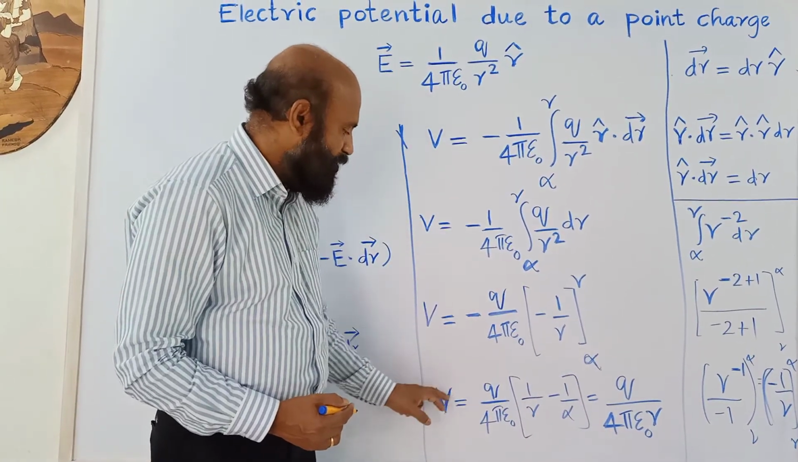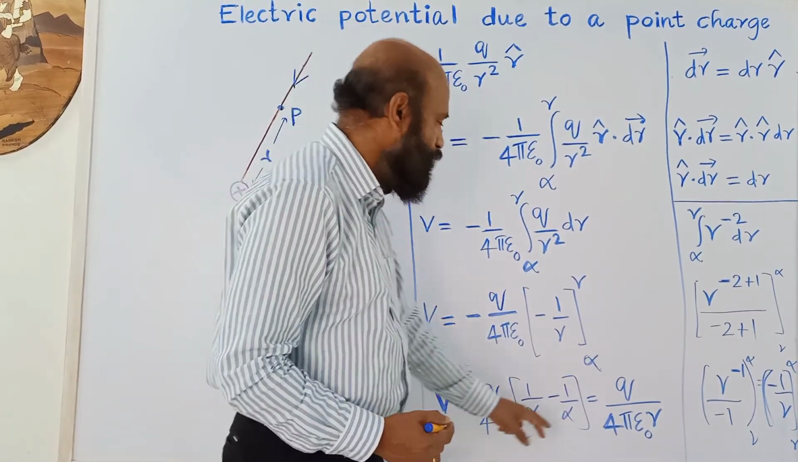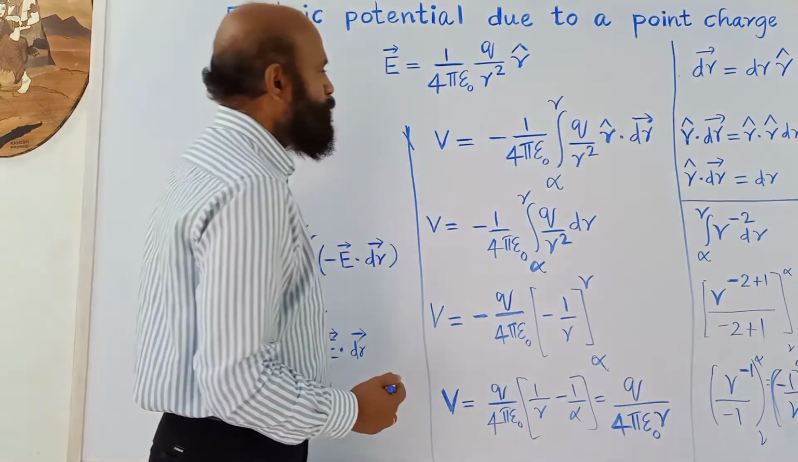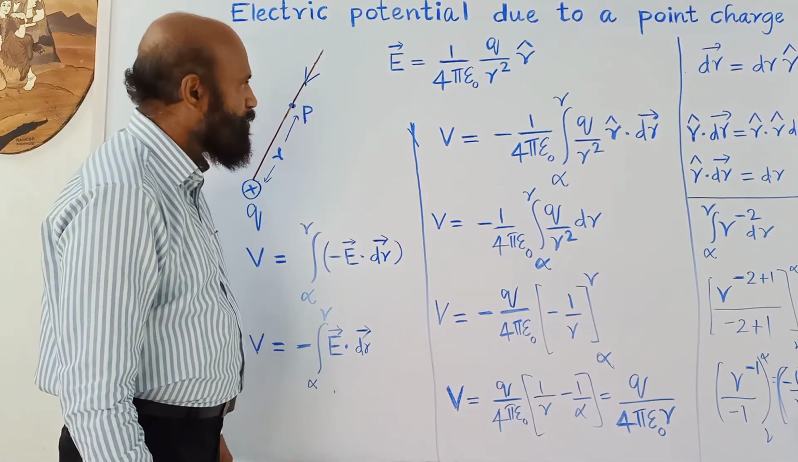So you can write like this, V is equal to q divided by 4 pi epsilon 0 r. So this is the expression for potential at a point due to a point charge.